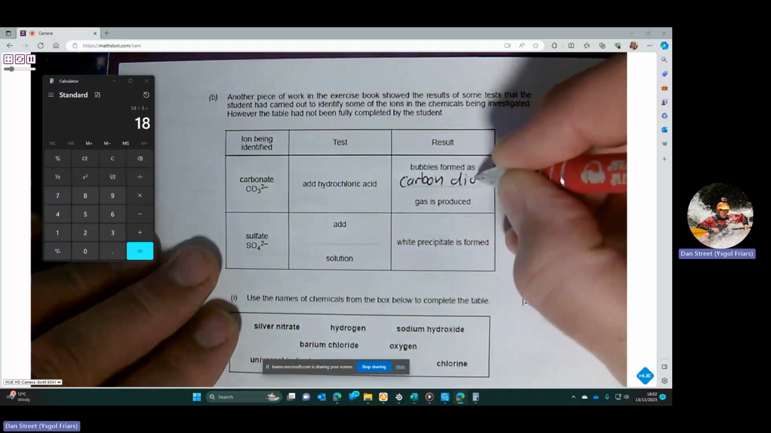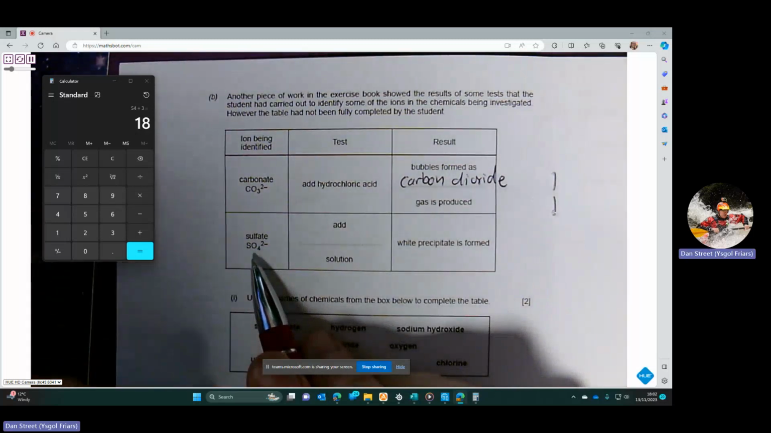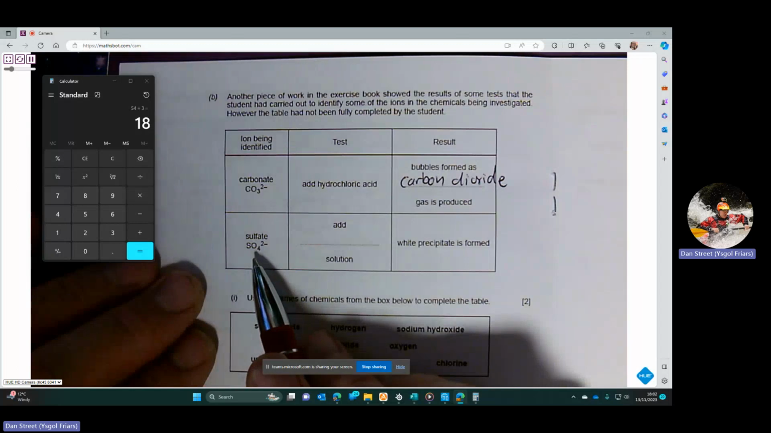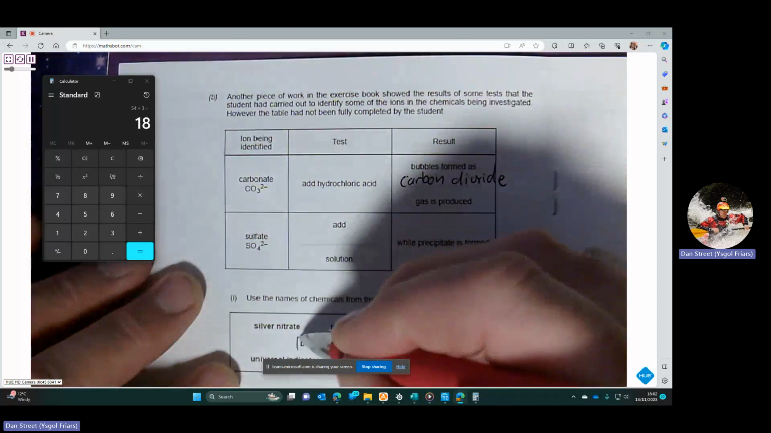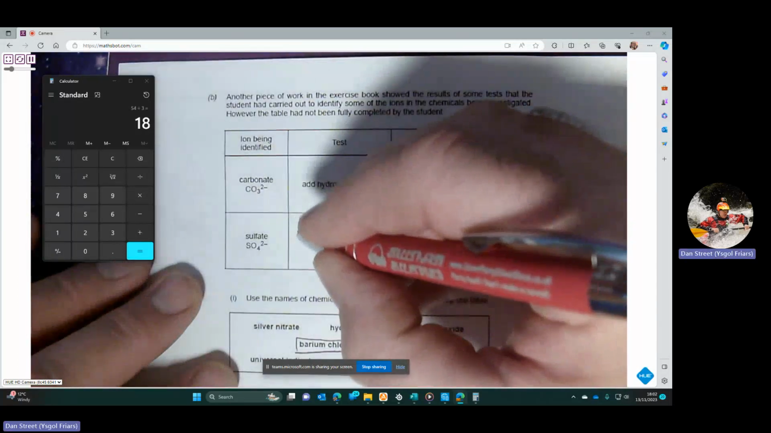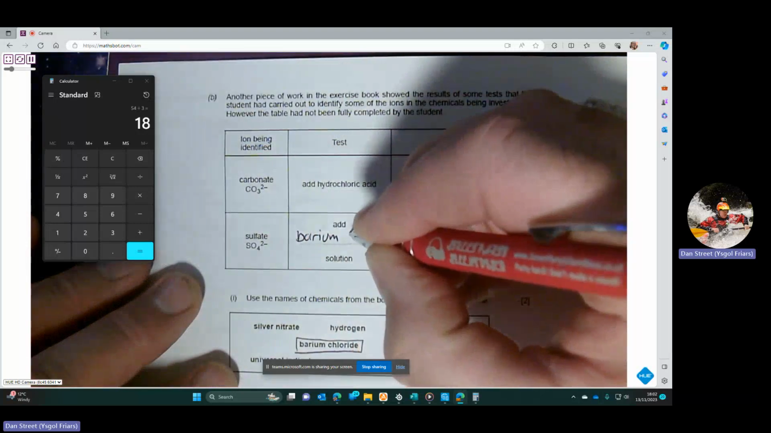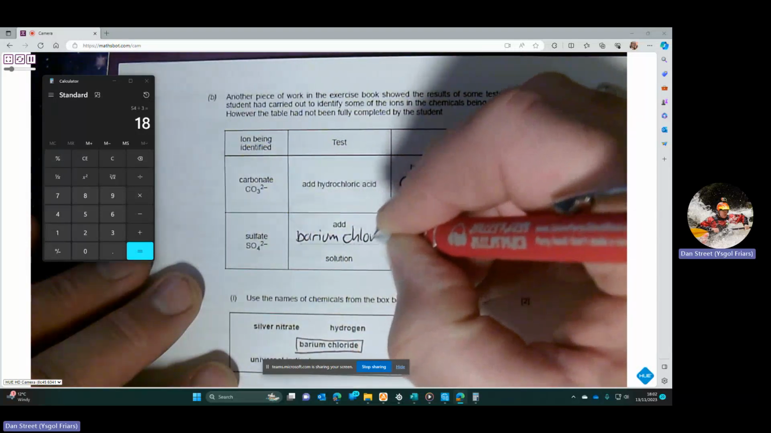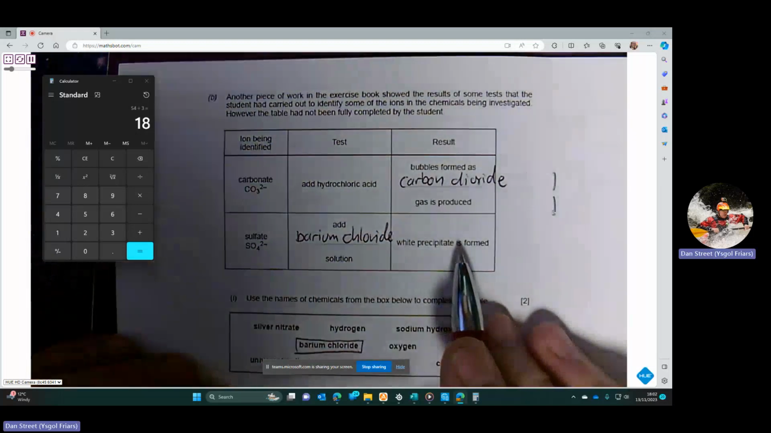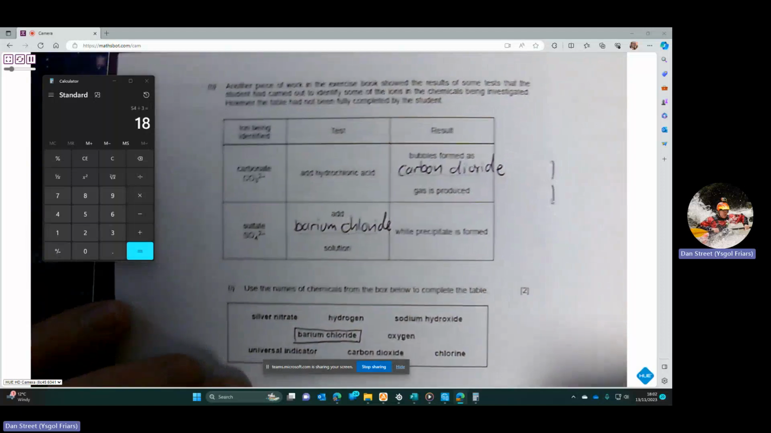However, the next one is a reaction we do need to learn. The sulfate ion, as found in sulfuric acid, the test for that is to add this chemical here, barium chloride. And when you add barium chloride, you get a white precipitate to show that the sulfate ion is present. That is something that you would be unfamiliar with unless you did some research or looked that up. So barium chloride is the test for the sulfate ion.